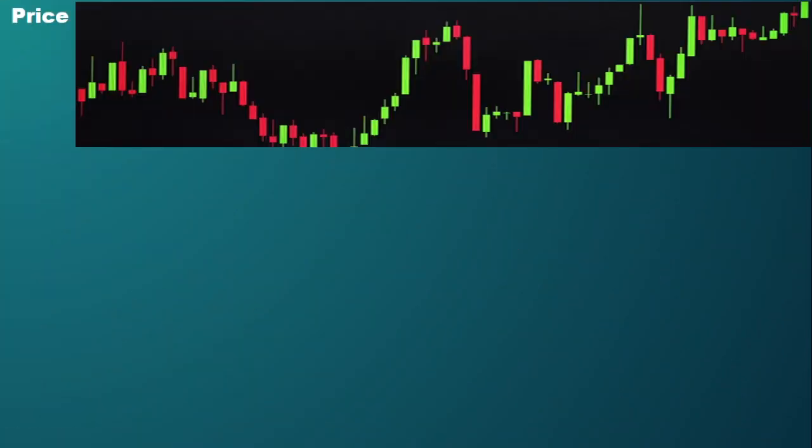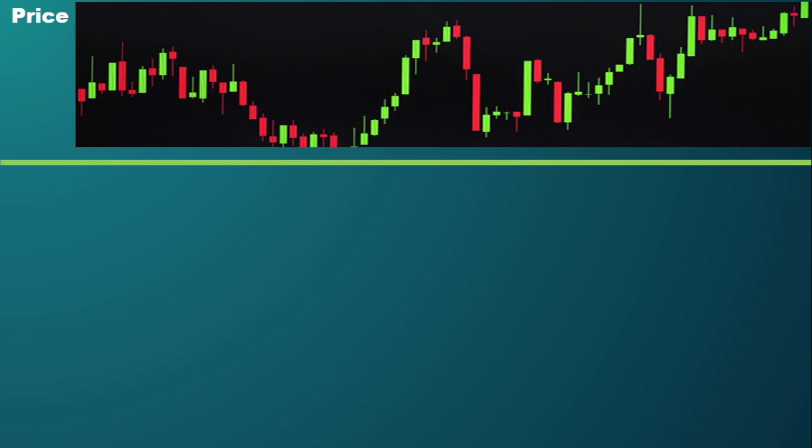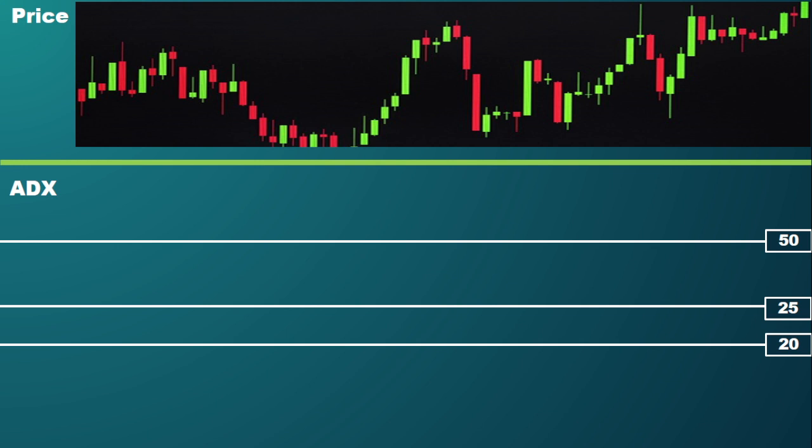Okay, now let's look at a graph or a picture to try to understand it more clearly. This is your price, like any price movement, and at the bottom we apply the ADX. You can see these are three levels, 20, 25, and 50, as we discussed in the initial slide. So let's see what happens next. If ADX is less than 20, it means there is no strength in the trend. It might be ranging or sideways.